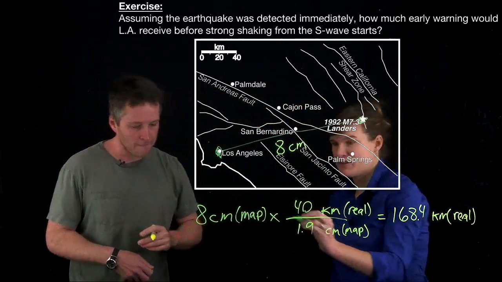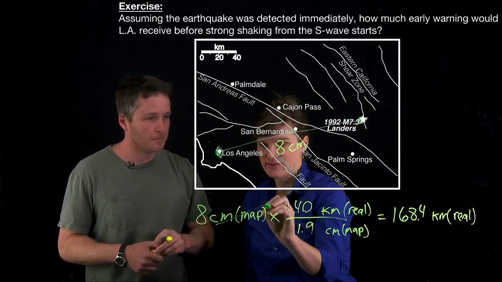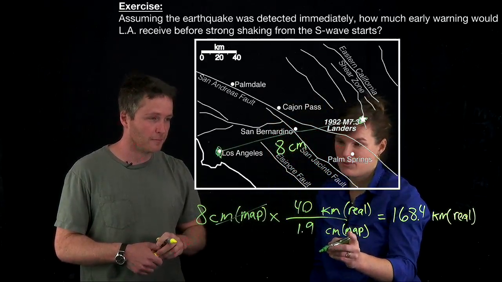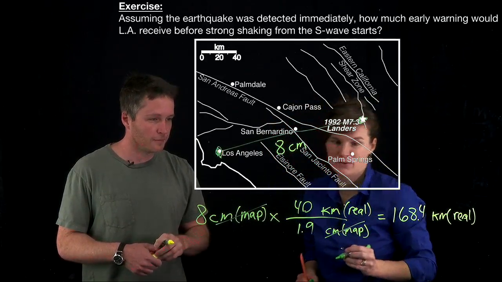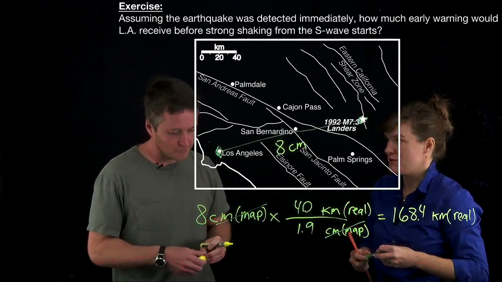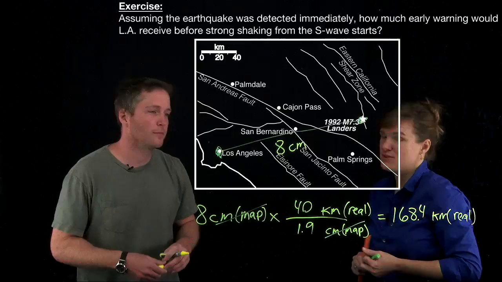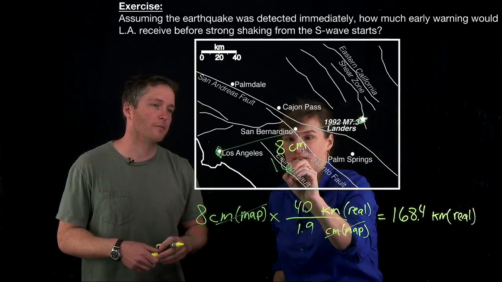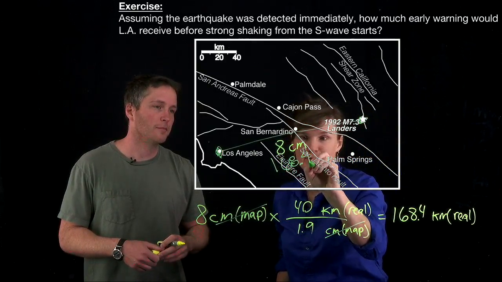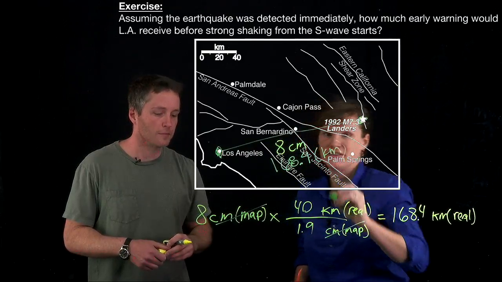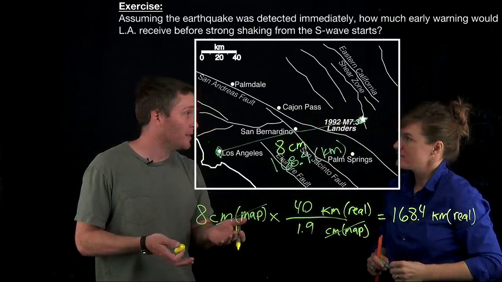Right, and remember our units are going to cancel, so centimeters on the map appears in both the numerator and the denominator, so those will cancel, giving us what you wrote, kilometers in the real world. So that means this 8 centimeters we measured is actually 168.4 kilometers. Okay, so now we know the distance.